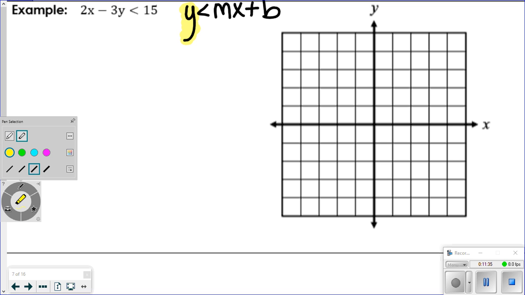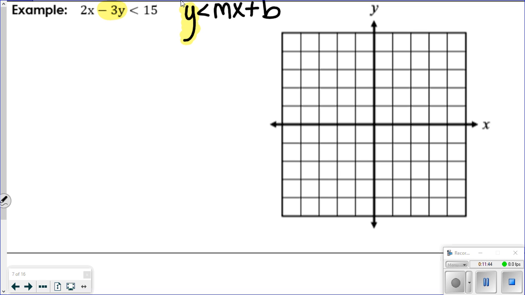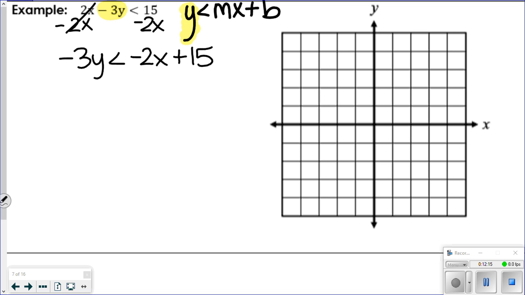So my first step here is to get this negative 3y alone. So what should we move? We want to move the 2x, and it's positive, so the opposite is to subtract 2x. So this cancels. Bring down the negative 3y and my inequality symbol. And then 15 minus 2x, those are unlike terms. One's a number and one's a variable, so we're going to keep them separately. But I want to write my mx term first and then my plus b.